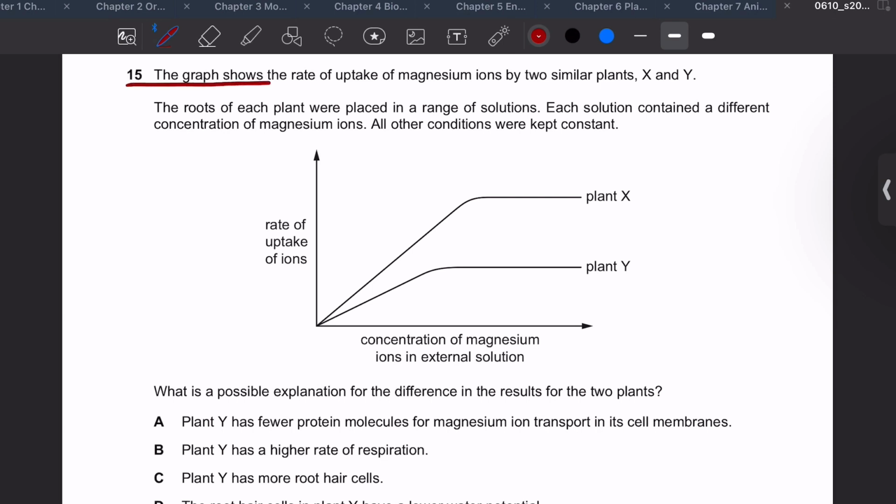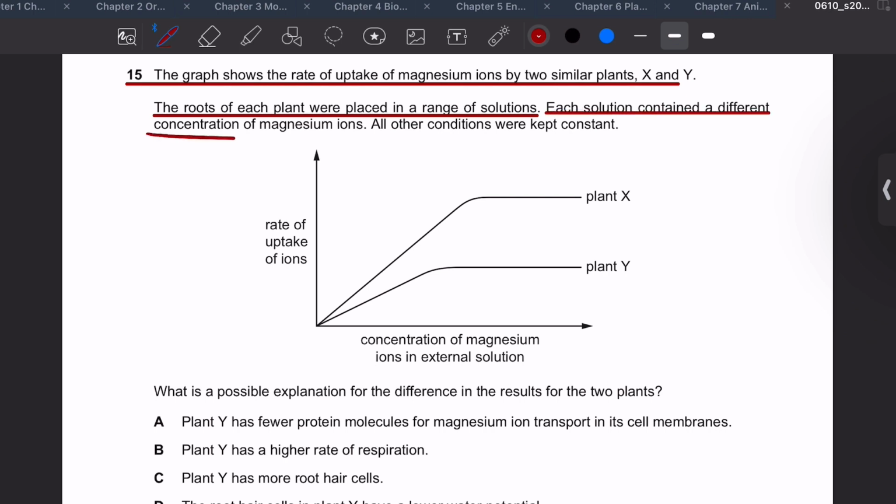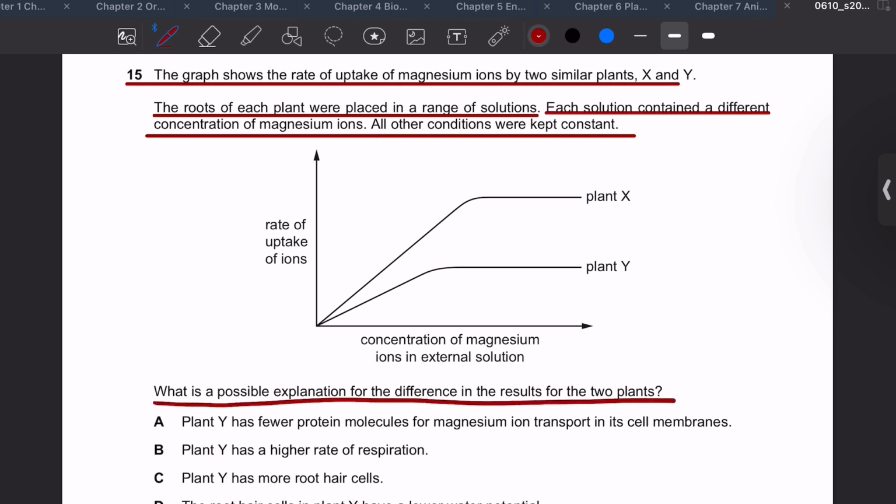Number 15. The graph shows the rate of uptake of magnesium ions by two similar plants X and Y. The roots of each plant were placed in a range of solutions. Each solution contained a different concentration of magnesium ions. All other conditions were kept constant. The question is, what is a possible explanation for the difference in the results for the two plants?